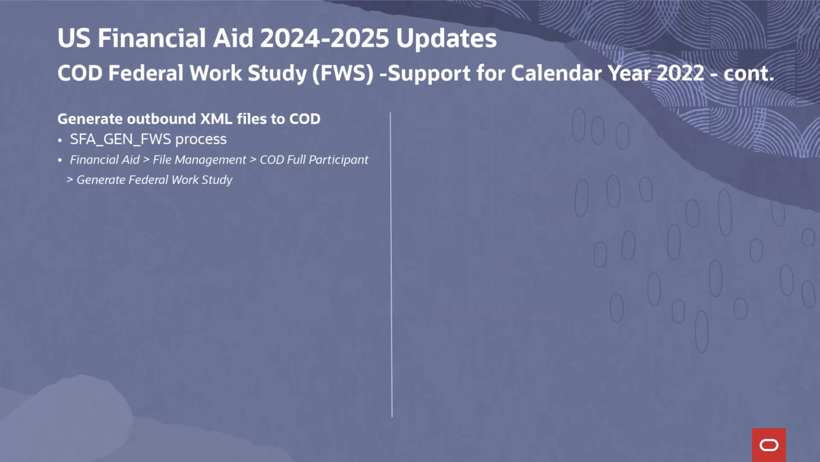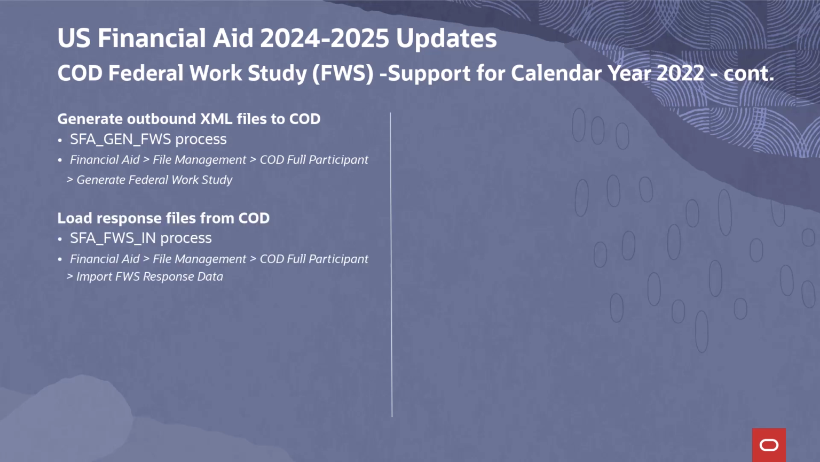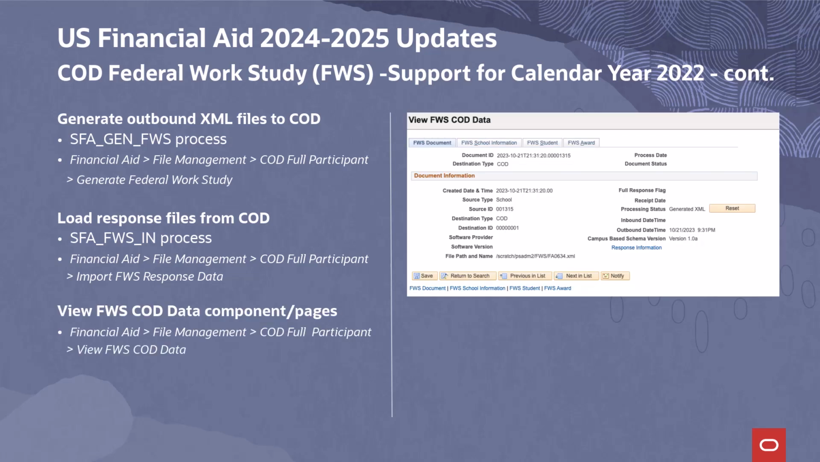The SFA_GEN_FWS process has been delivered to generate the outbound XML file to transmit student FWS earnings to COD. PopSelect is available on the Run Control page. The SFA_FWS_IN process has been delivered to support the loading of response files received from COD.